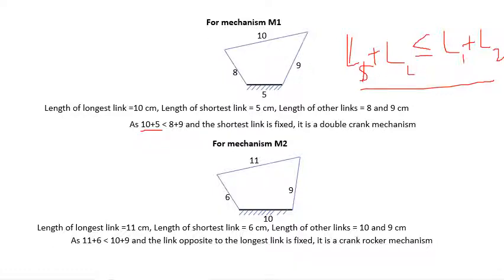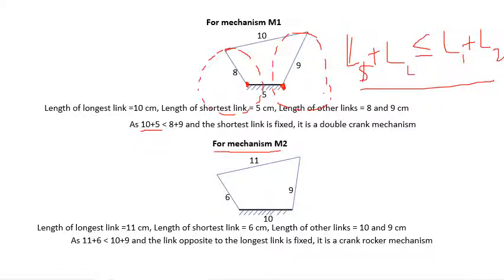This means, with respect to the endpoints of the shortest link, this link will make a rotational motion like this, and the link which has 9 centimeter length also makes rotational motion with respect to this point. So this is for mechanism 1, the first mechanism. Let us consider the second mechanism.